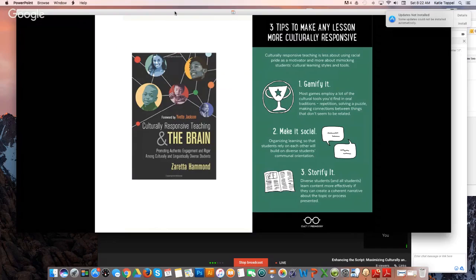And then the element of storifying it. And what Zaretta means by that is that the brain responds to stories, and that students can remember information more effectively when they can recall it in a story. And this draws from oral traditions and cultures that rely heavily on the spoken word as opposed to the written word in order to pass on traditions and tell stories.